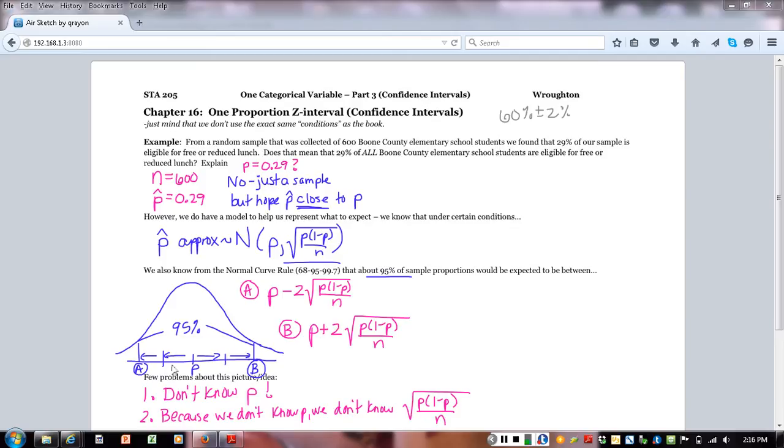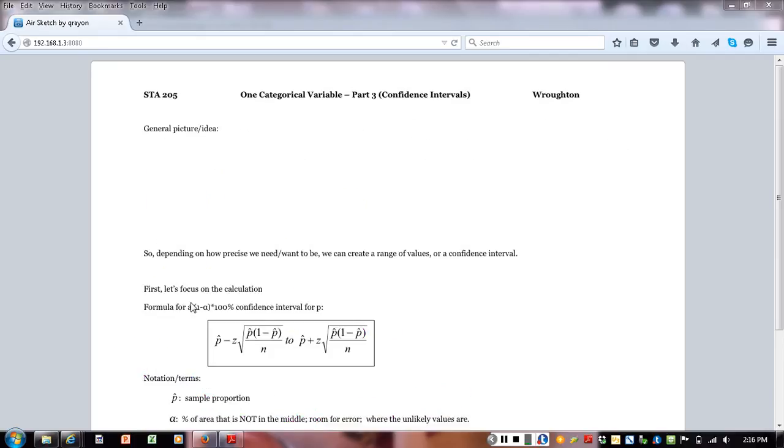Alright, but think about this: if I knew where p hat was, maybe I could go out some standard deviations on either side of it. So maybe I could change around what I'm working with. Before, I knew p and was trying to find where p hat might fall. Maybe if I find p hat, I can figure out where p is going to fall. So that's the idea of what this general picture is going to look like before we do the formula.